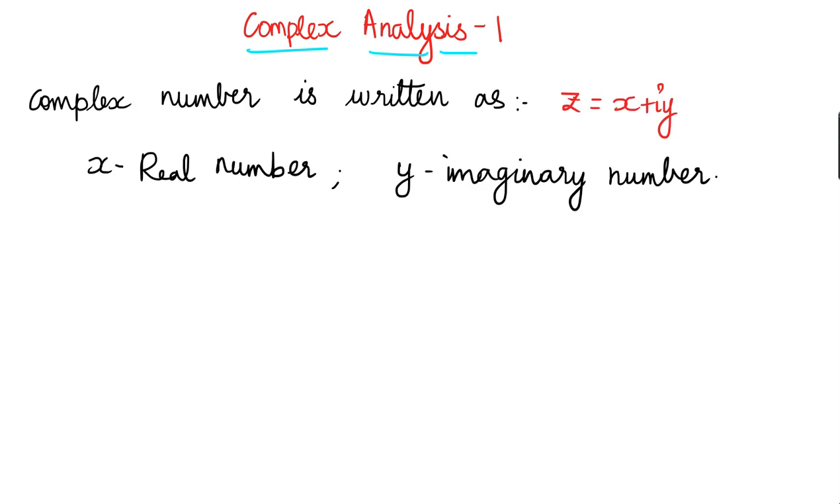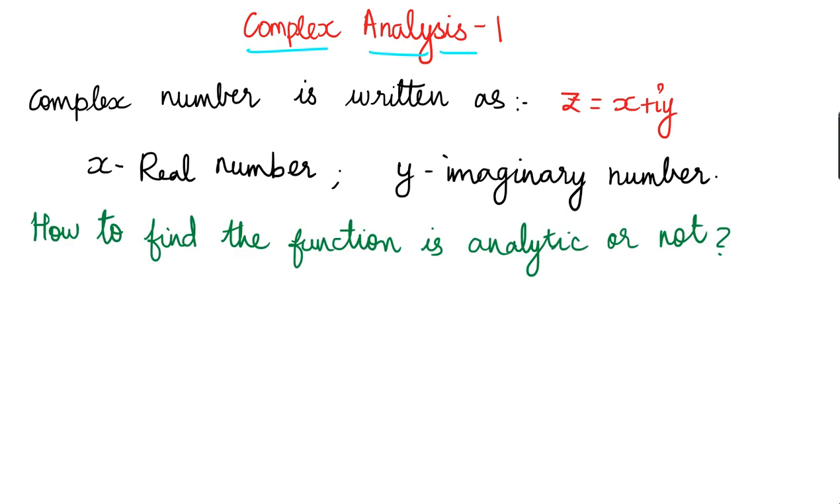So let us start our topic, which is complex analysis. First, in complex analysis, we write our complex number as z = x + iy. Here x is the real part and y is the imaginary part. The first question of complex analysis would mostly be whether a function is analytic or not. You'll have a function and they'll ask if it is analytic or not. So how do you find whether the function is analytic or not?